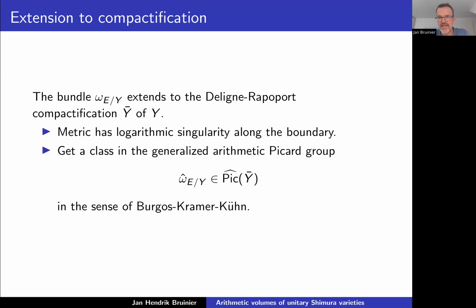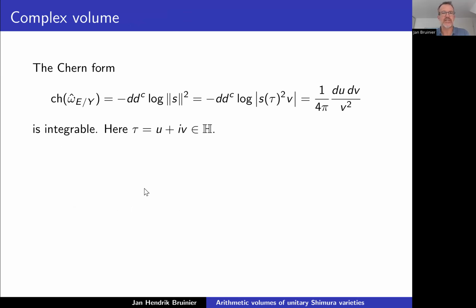Okay, so this is a nice object, and we want to compute some invariants of it. The first thing we can do is look at the complex volume of the modular curve. This is, of course, very well known. We can look at the Chern form of this Hermitian line bundle. How do we get that? We take a rational section s of the line bundle, then we can take its metric, then we get a function on the modular curve.